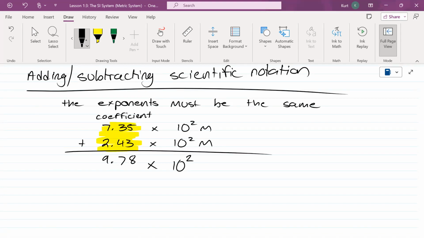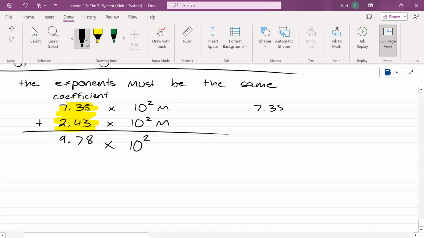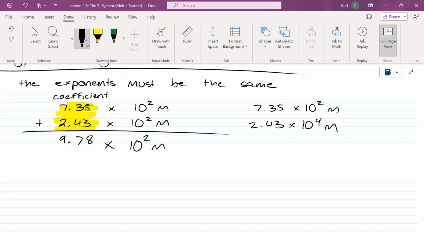Now I'm going to throw you a curveball. 7.35 times 10 to the second plus 2.43 times 10 to the fourth. And you're adding. You have a choice. And whatever choice any of you make, you'll end up with the right answer. You can choose to make 10 to the second up to 10 to the fourth, or 10 to the fourth down to 10 to the second. What do you want to do? Do you want to turn this to 10 to the fourth? Or do you want to turn this into 10 to the second? You want to turn the 4 into the second? Okay, you can do that.